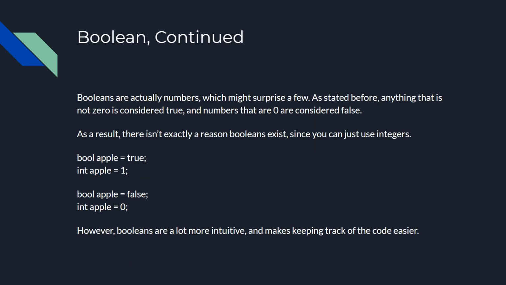Booleans are actually numbers, and in C, 0 is considered false and everything else is considered true. As you can see in the example, bool apple equals true and int apple equals 1 actually do the same thing. And bool apple equals false and int apple equals 0 also do the same thing. So you might be thinking, why can't I just declare an integer and swap it between 1 and 0 for true and false? You can.